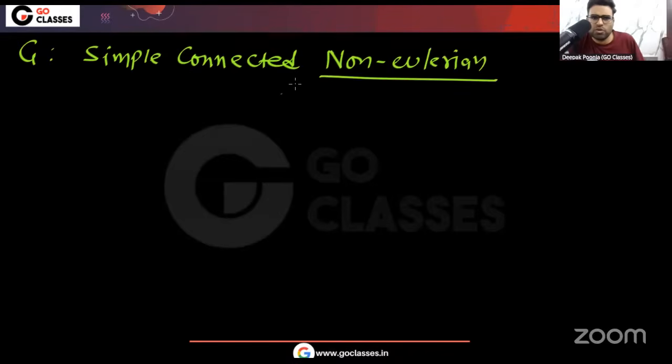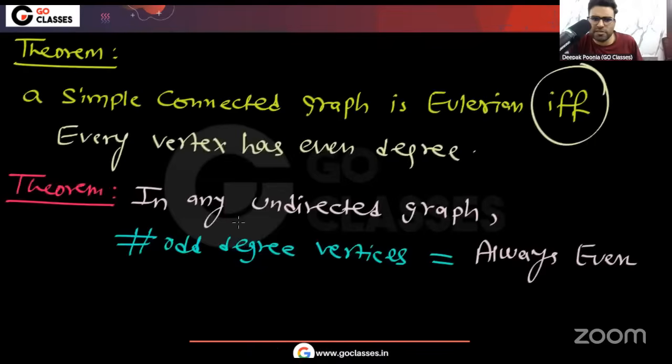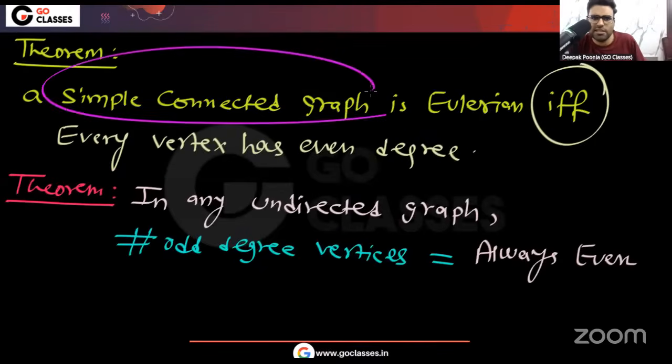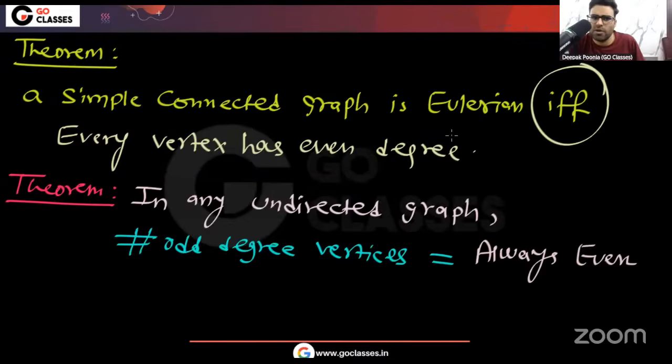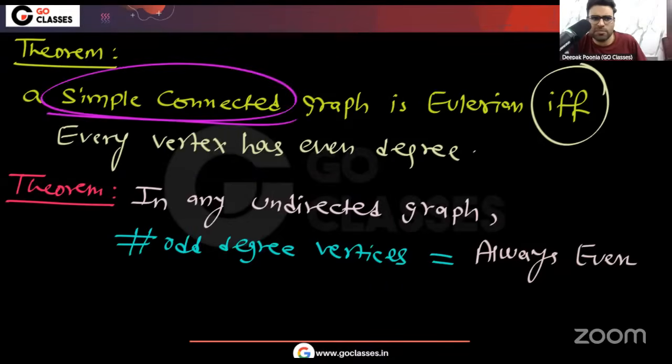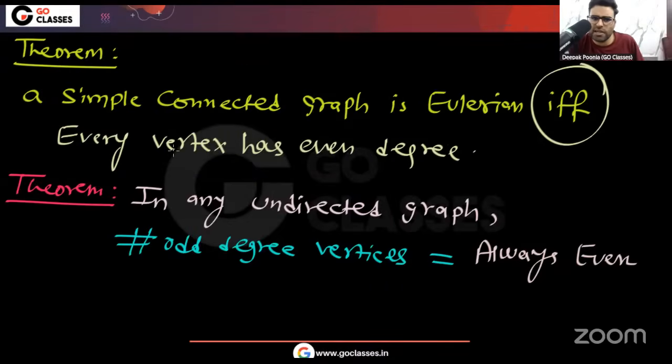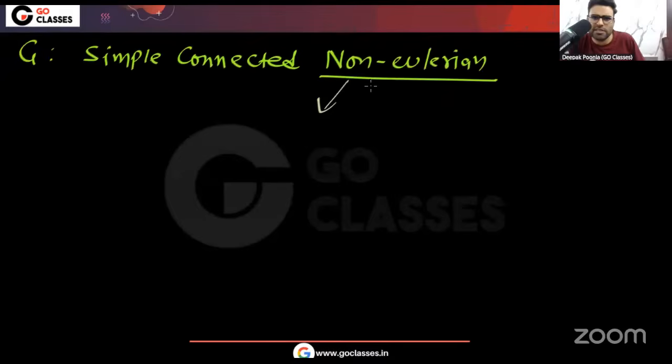Because this G is a simple connected non-Eulerian graph, it simply means that not all vertices have even degree. Yes or no? It simply means that not every vertex has even degree, because if every vertex has even degree, then the graph will be Eulerian. I am talking about a simple connected graph. So if you are saying that the graph is non-Eulerian, then definitely we have some odd degree vertices.